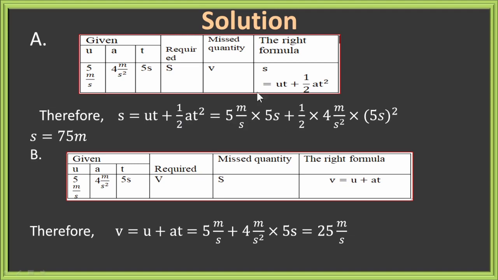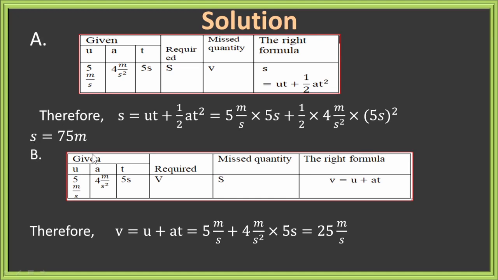All quantities are given. We substitute the values and the result we obtain is 75 meters. U is 5, T is 5 seconds, plus 1 over 2 times 4 meters per second squared times 5 squared. The result we obtain is 75 meters.